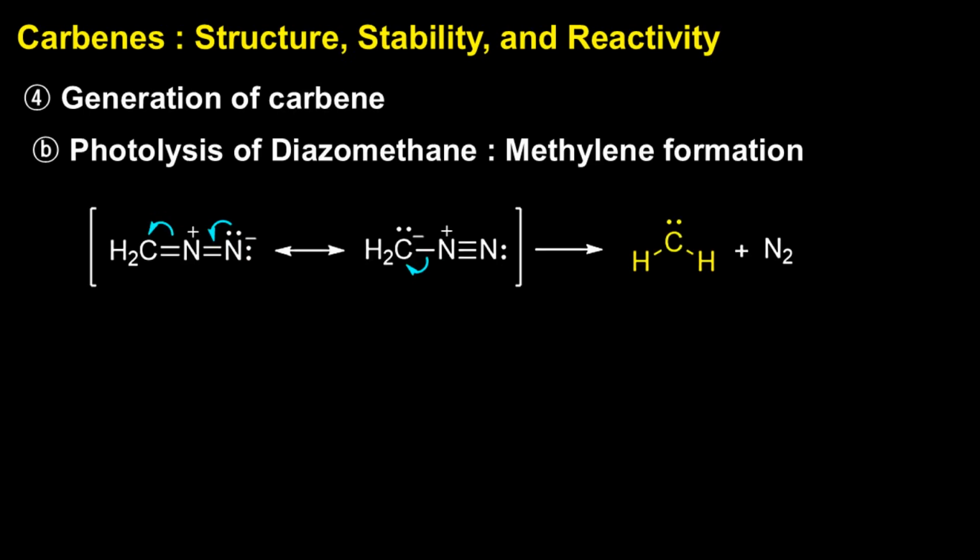Another method is photolysis of diazomethane. When exposed to UV light or heat, diazomethane breaks down, releasing nitrogen gas, N2, and forming methylene carbene. Methylene reacts a lot like dihalocarbenes. It can insert into bonds or react with alkenes to form cyclopropane rings. So these are 2 major ways we generate carbenes, and they explain why carbenes are such a big deal in synthesis. Understanding these reactions helps us predict how carbenes will behave when we use them in different transformations.